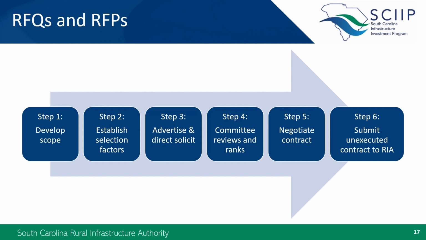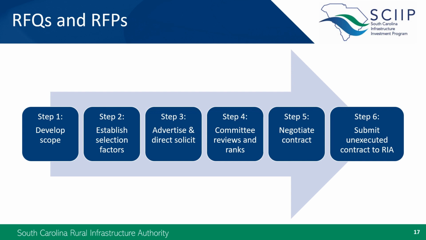Then you advertise your request. Responses are reviewed and ranked by a committee that you select, and then you can negotiate a contract with the top respondent. Before that contract is executed, you have to submit it to RIA for review. Please see the section on contracts and change order reviews for more information on that.